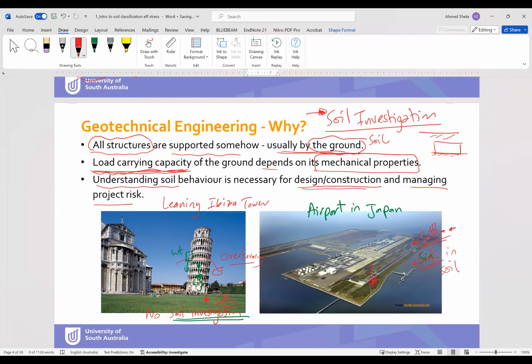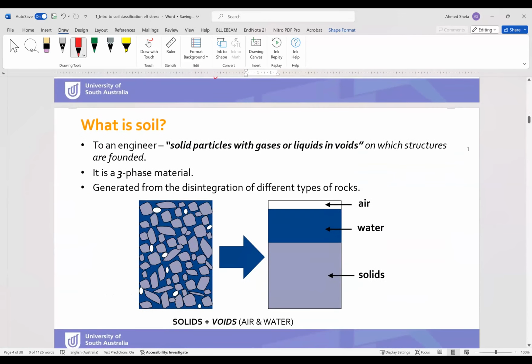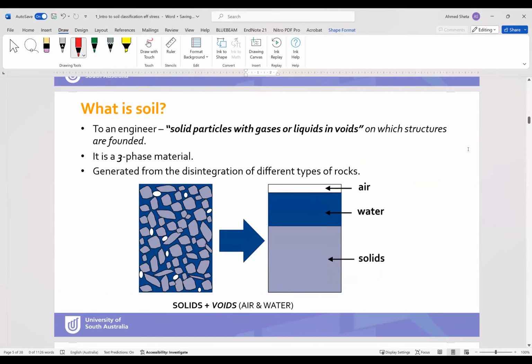So these are two important examples of settlement of soil because of neglecting the soil investigation before starting the project. This airport is called Kansai Airport in Japan. You can make your own search about this and see what happened and have some information about that. Okay. Any question for that? We go to the next slide to start to know what is the soil.